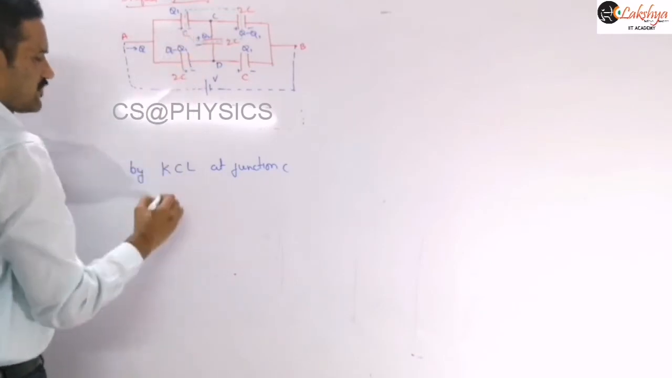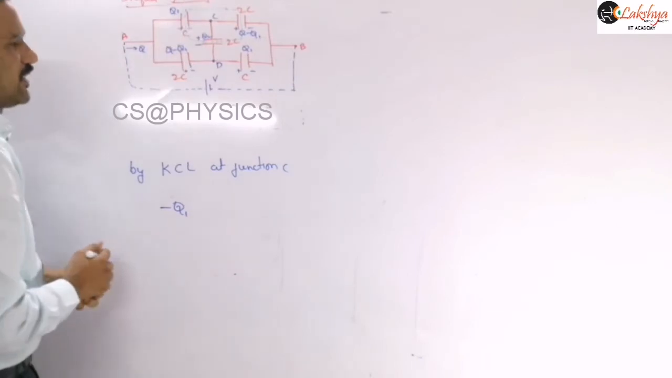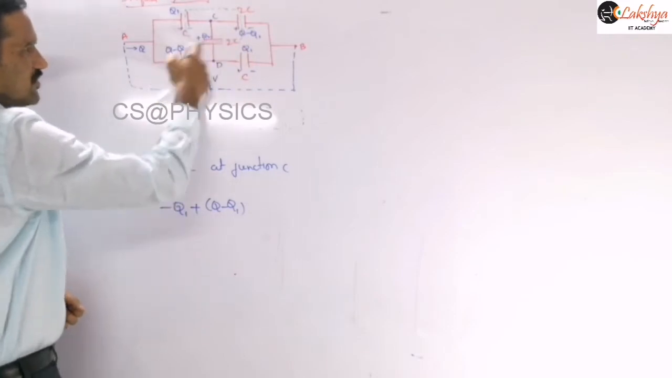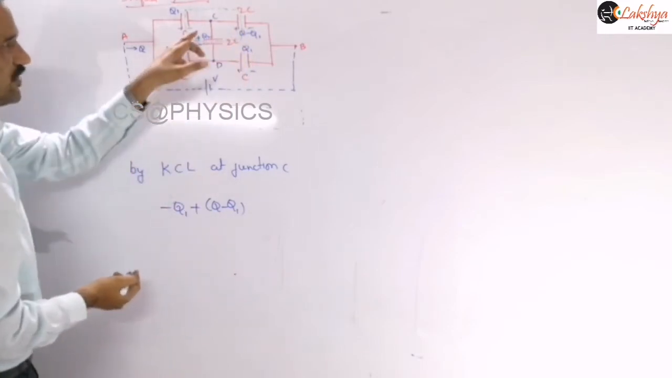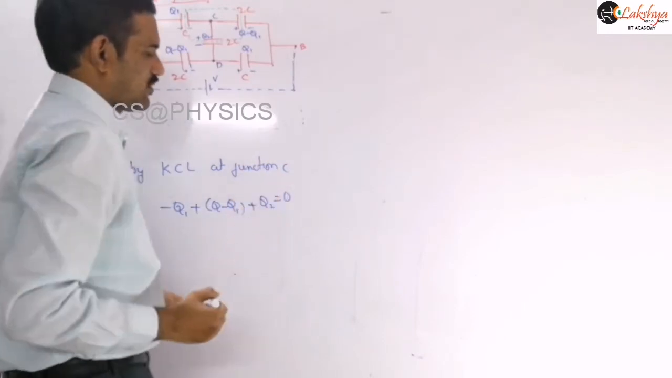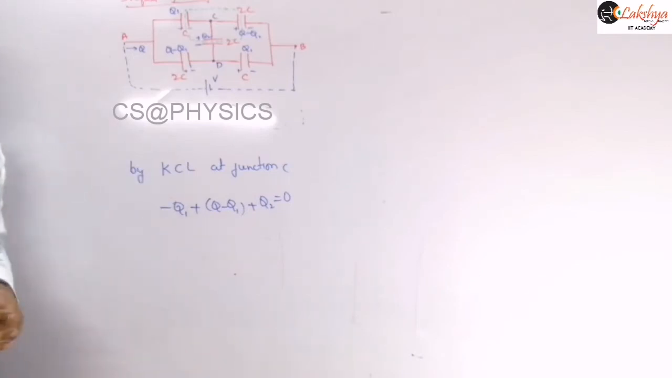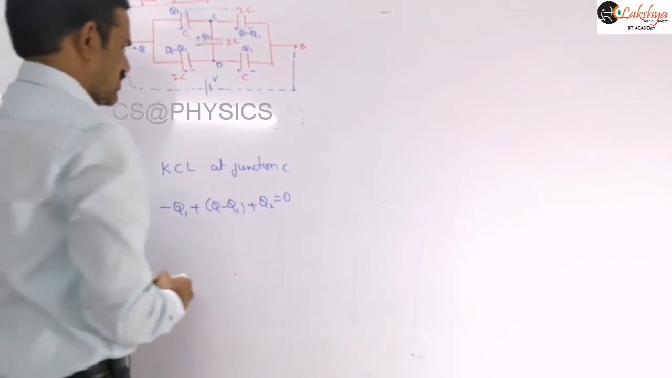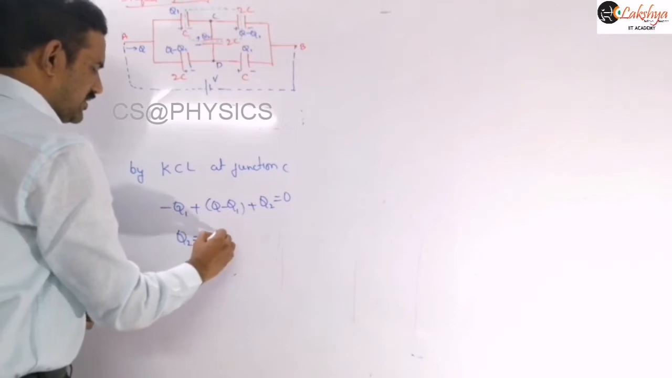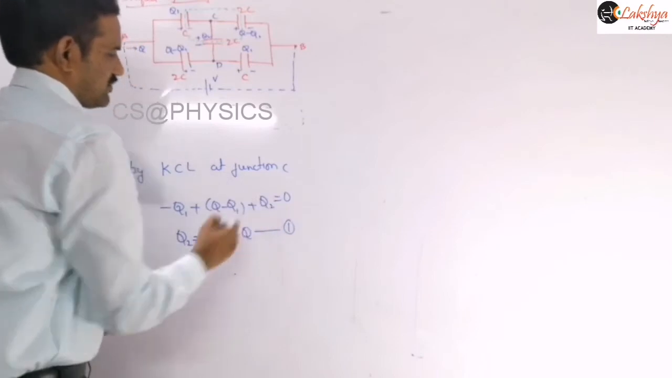Here the charge on this plate is minus Q1, clear? And the charge on this plate will be plus of Q minus Q1. The charge on this capacitor, these two charges are the same. And the charge on this upper plate is plus Q2. So this value should be equal to 0, right? Net charge at any isolated junction should be equal to 0. From this you can get an expression for Q2. Therefore Q2 we can write as 2Q1 minus Q. Let's suppose this is equation 1.